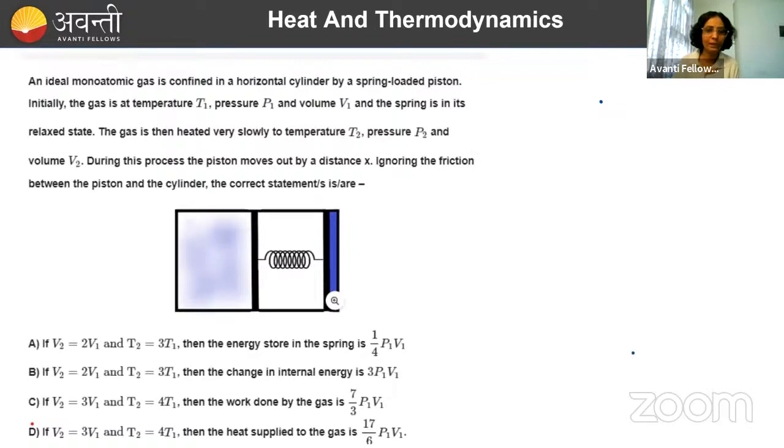Chalo. Now do this question. I am giving you some 5 minutes for this question. Read the question carefully. ठीक है? आप आराम से time लो. Try to understand the question and then do it.